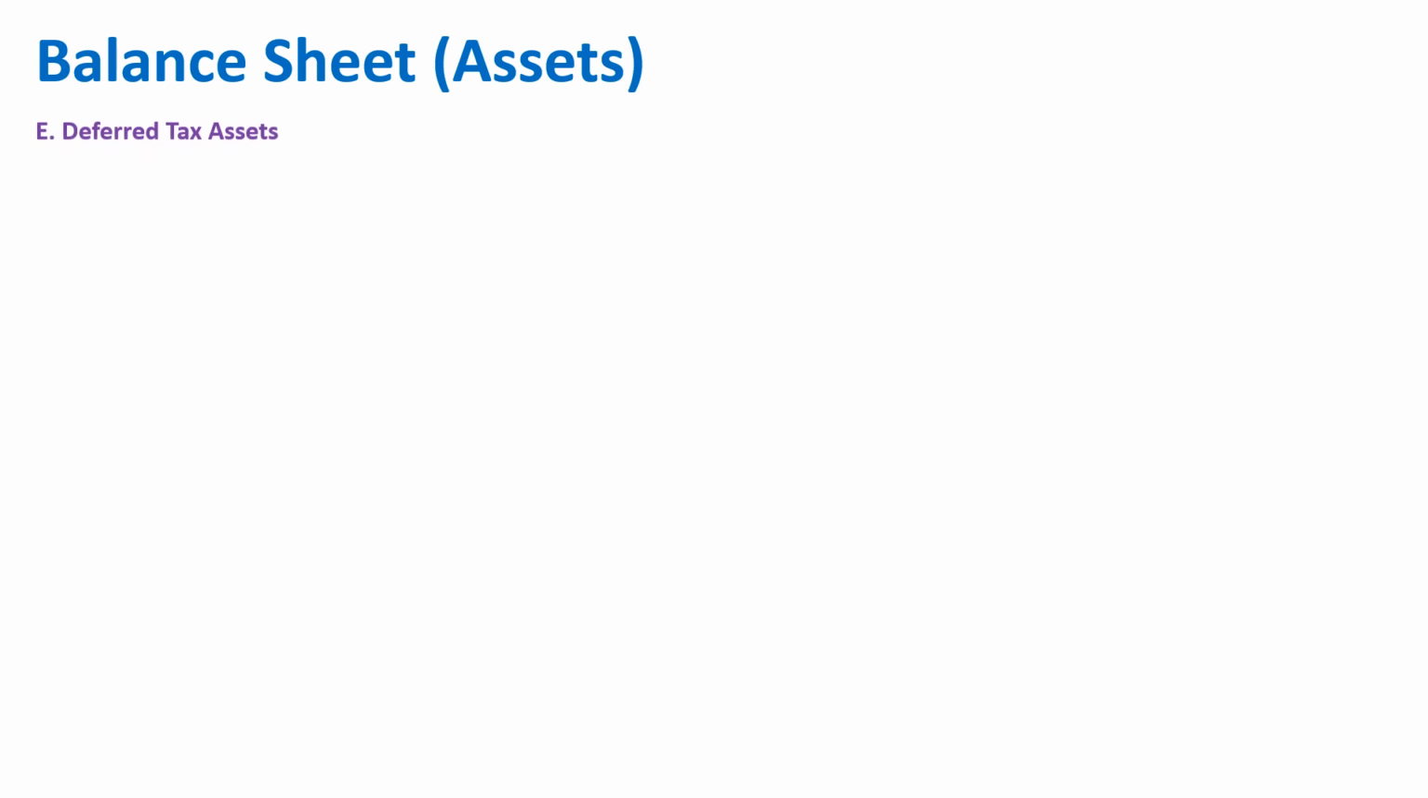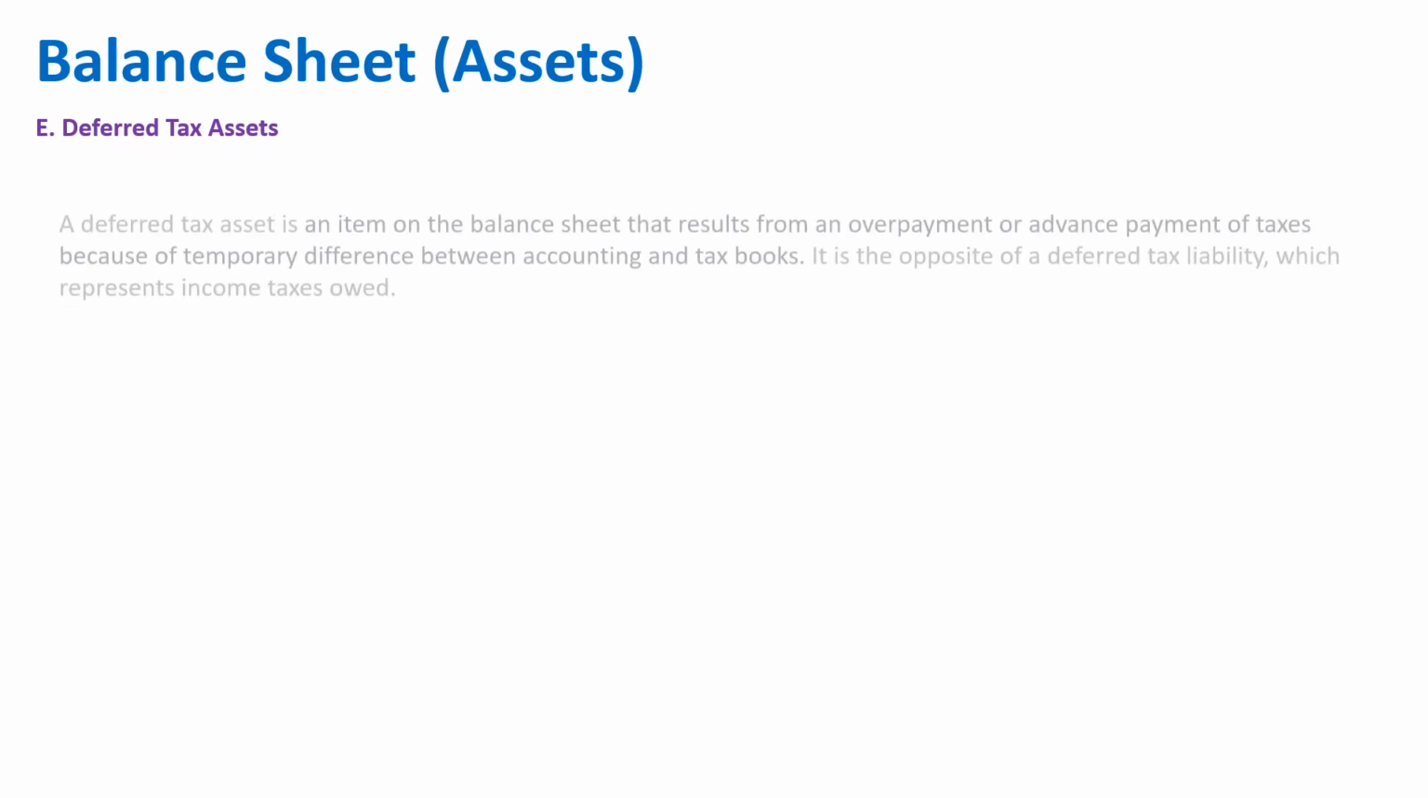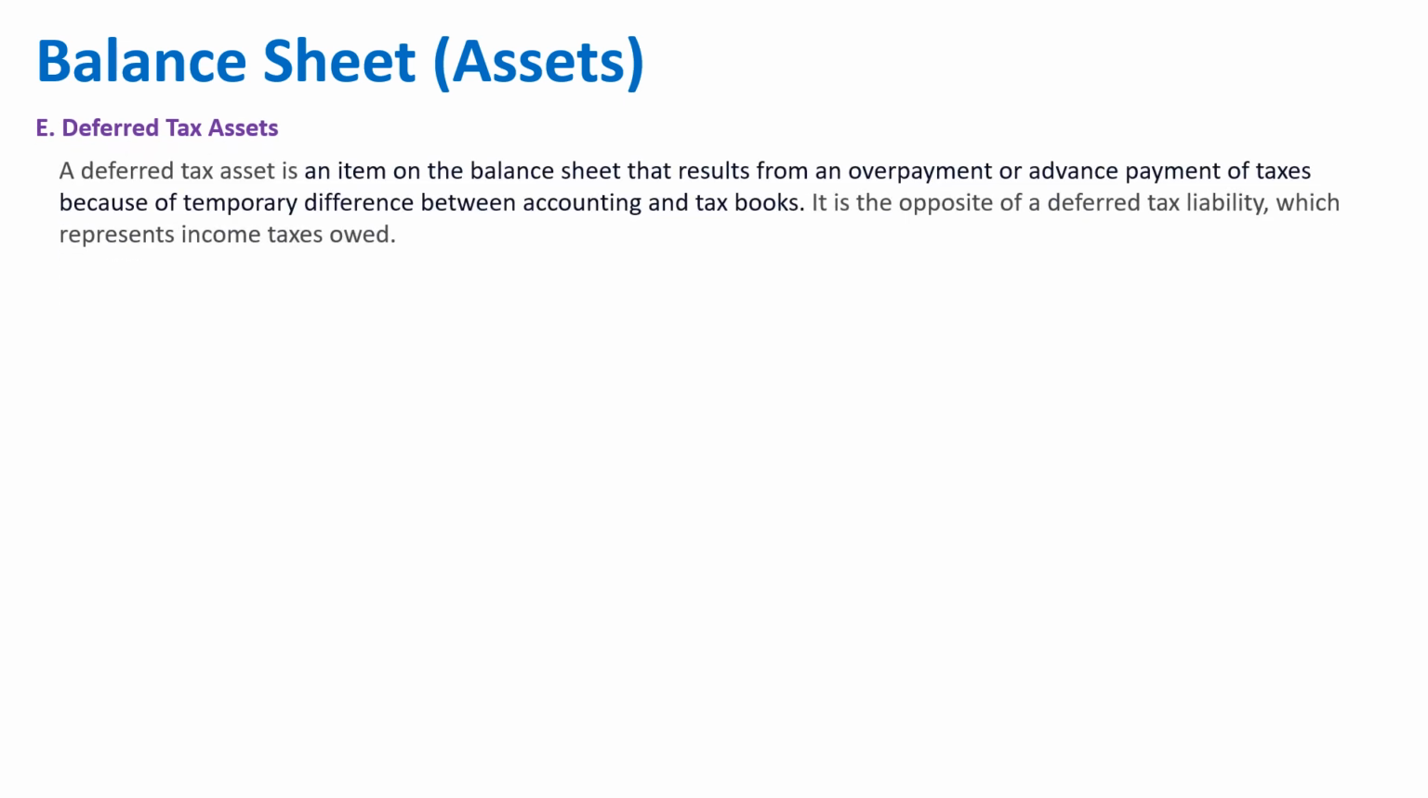Next item which need to be reported is deferred tax assets. So a deferred tax asset is an item on the balance sheet that results from an overpayment or advance payment of taxes because of temporary difference between accounting and tax books, right? So because of certain items allowed, not allowed under tax books, that item is transferred to next years or future years, right? And you will be getting the tax benefit in those years in which year you are going to claim that. And it is opposite of the deferred tax liability which represents income tax owed.